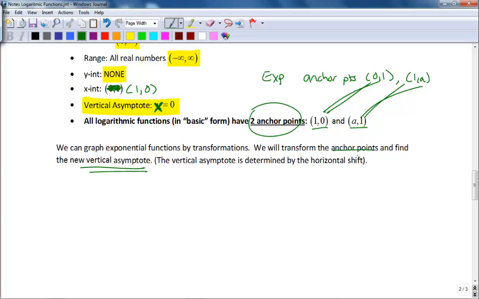What finds the vertical asymptote? The horizontal shift. Again, everything's changing, x's and y's. So the vertical asymptote here is found by that horizontal shift. Once you know where that vertical asymptote is going to be and where those anchor points are transformed to, you have the graph of your function.